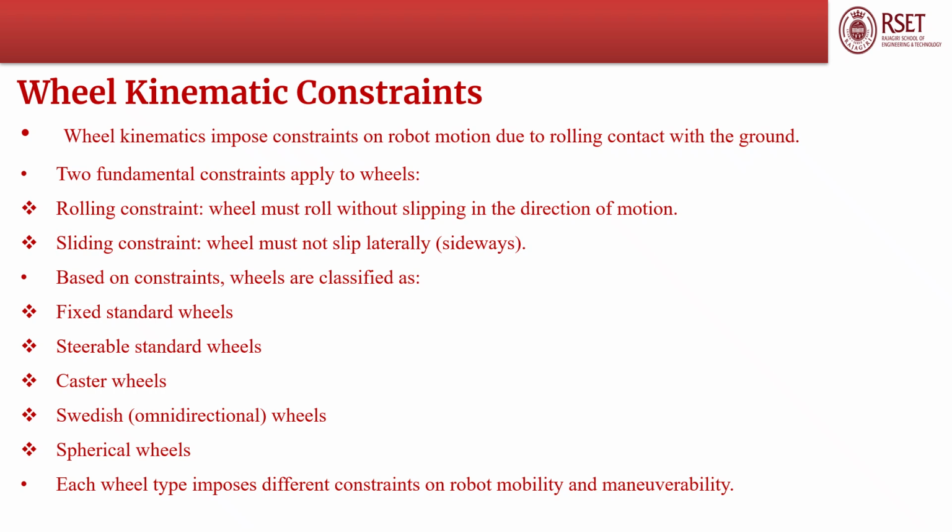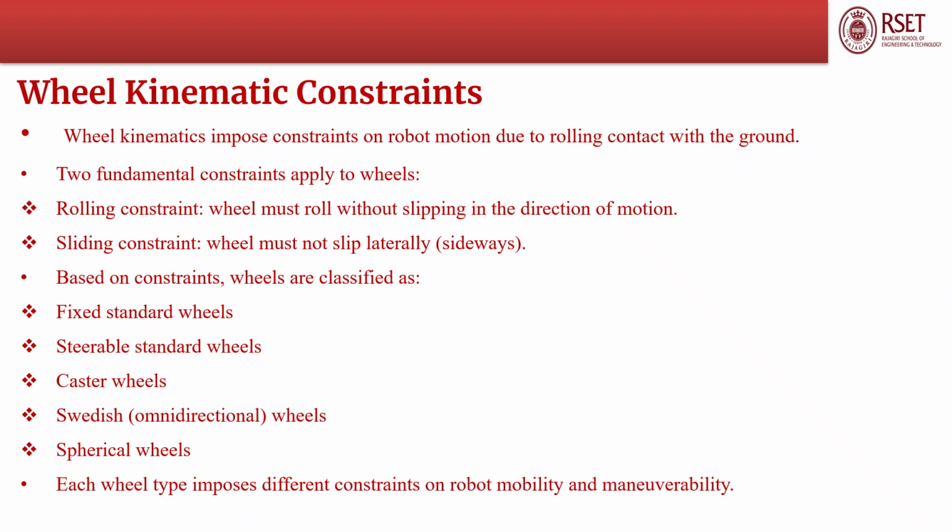Next is the wheel kinematic constraints. Wheel kinematics impose constraints on robot motion due to the rolling contact with the ground. There are two fundamental constraints that apply to wheels. The first is the rolling constraint, which states that the wheel must roll without slipping in the direction of motion. The second is the sliding constraint, which states that the wheel must not slip sideways.